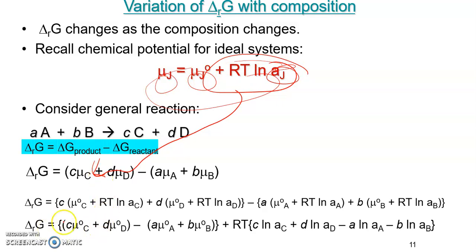So here is how I simplify it. From here we try to simplify it. So we will have delta Rg equal to C mu naught C plus D mu naught D minus A mu naught A plus B mu naught B, plus RT times C ln AC plus D ln AD minus A ln AA plus B ln AB. So here we simplify it.